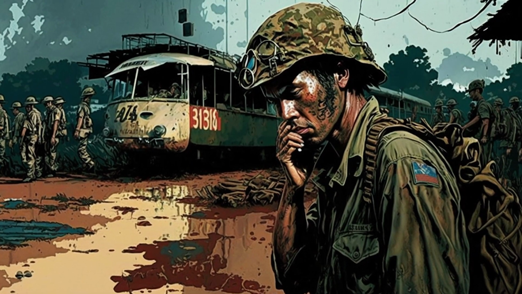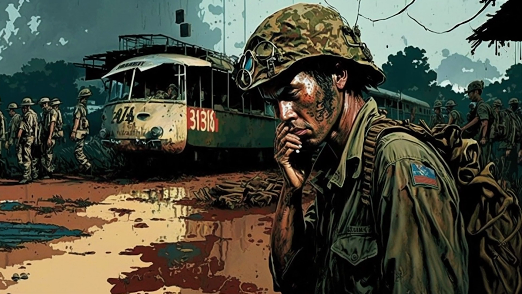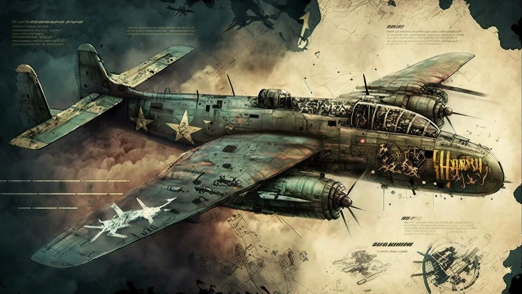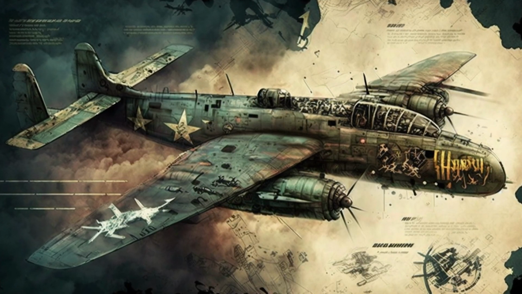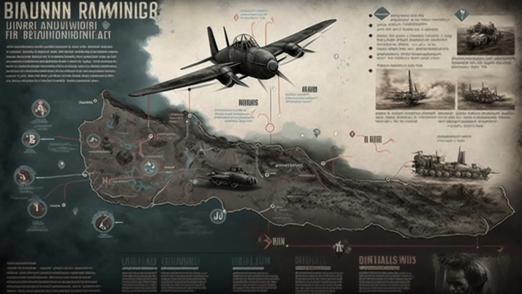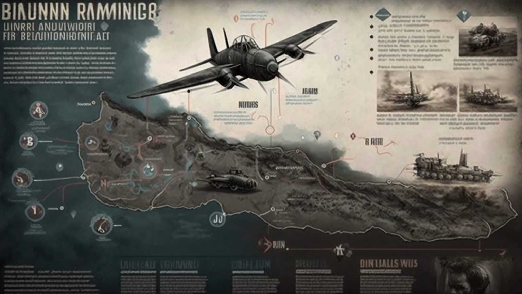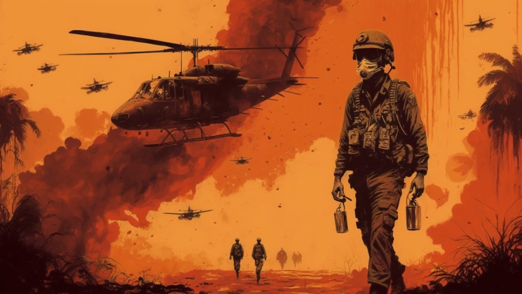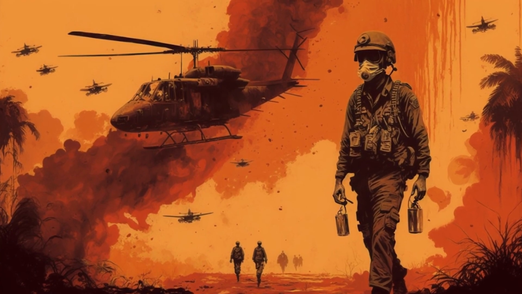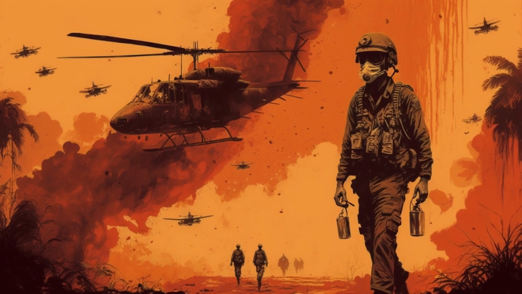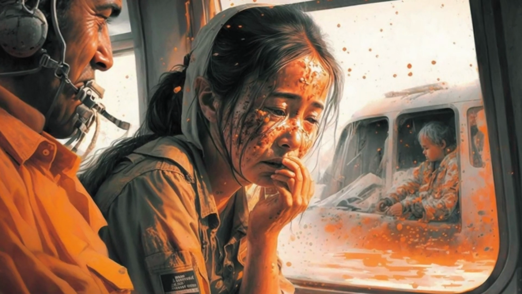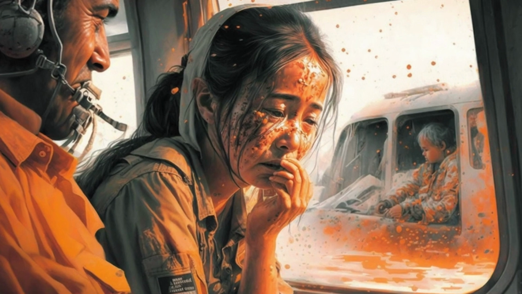The conflict quickly escalated, with both sides suffering heavy casualties. The U.S. used increasingly destructive tactics such as bombing campaigns, including Operation Rolling Thunder, which involved sustained aerial bombardment of North Vietnam. The U.S. also used the toxic herbicide Agent Orange to destroy crops and defoliate forests, which caused long-term health problems for both Vietnamese civilians and American veterans.